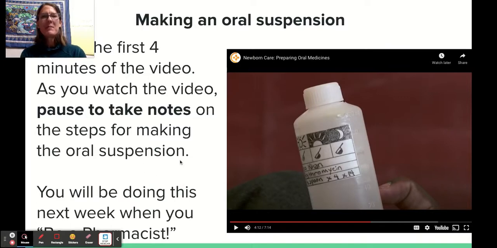We're going to stop there because then they go on to explain how to give it to the parent and teach the parent to use the medicine, which is more than we need. So I will continue.